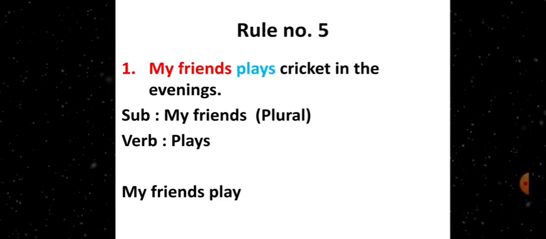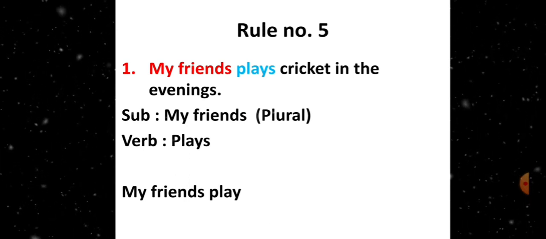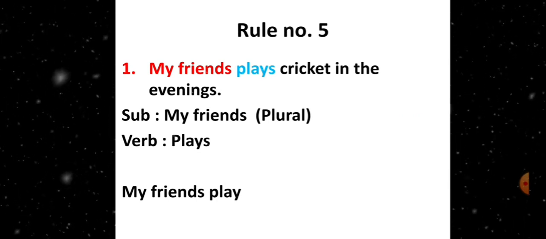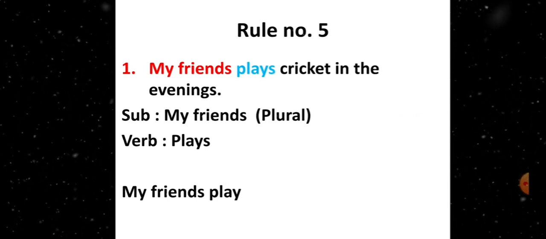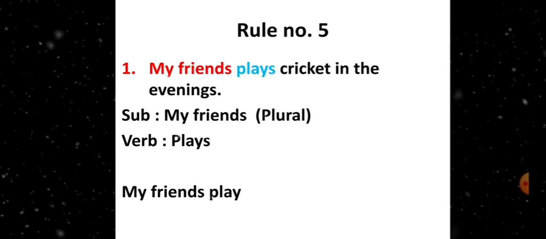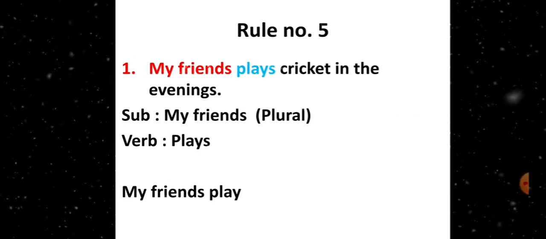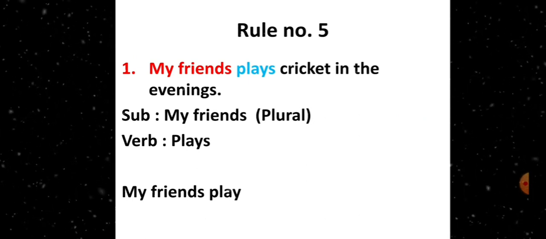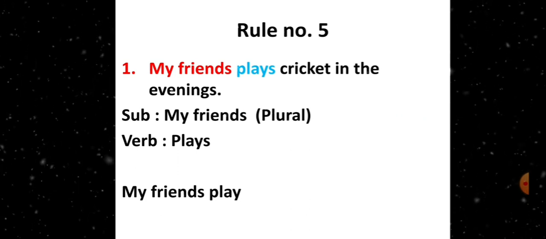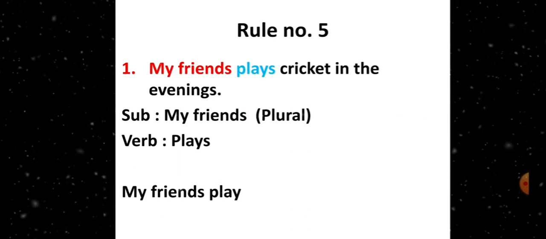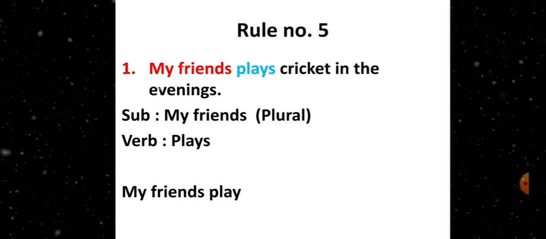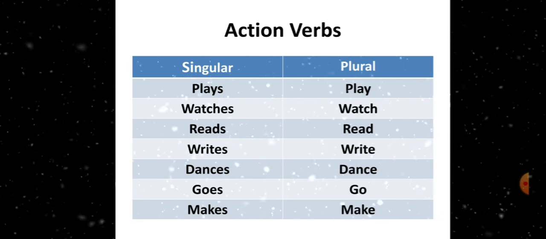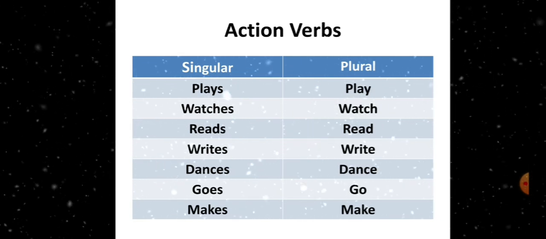Now my question is, is play singular or plural? Or is plays singular or plural? Because my friends plays, the verb used here is plays, and the subject is my friends. My friends is plural, and now we should know whether plays is appropriate here or not, whether plays is correct or not. To understand whether it is right or wrong, we need to know whether it is singular or plural, because the given subject is plural. That means it should be followed by a plural verb. Okay, now remember friends that the action verbs, these are all action verbs, right?